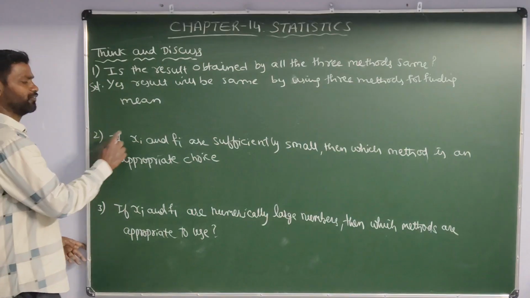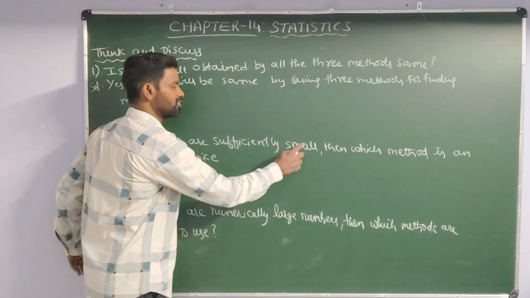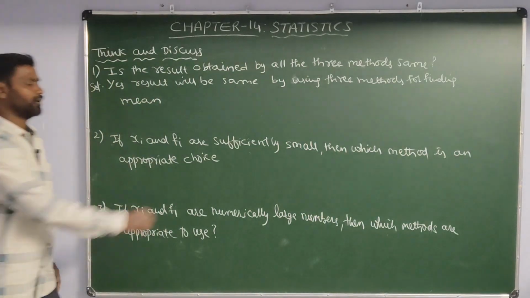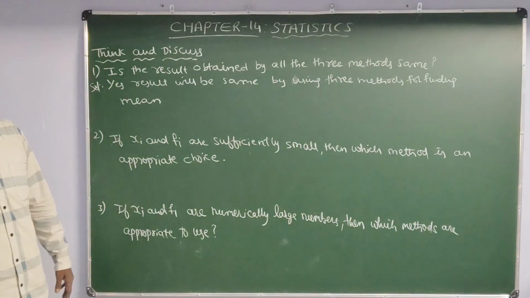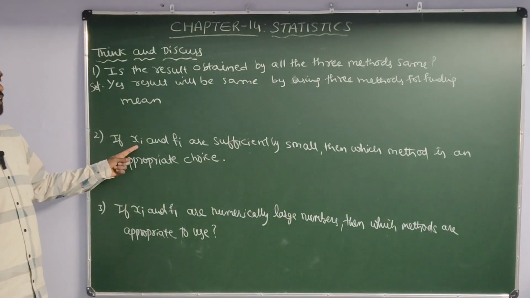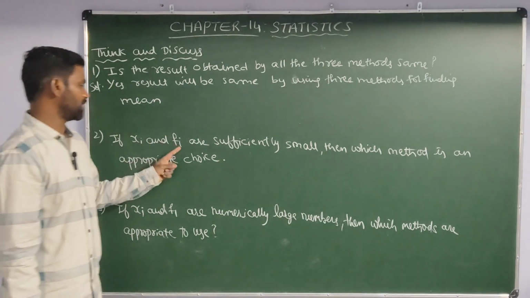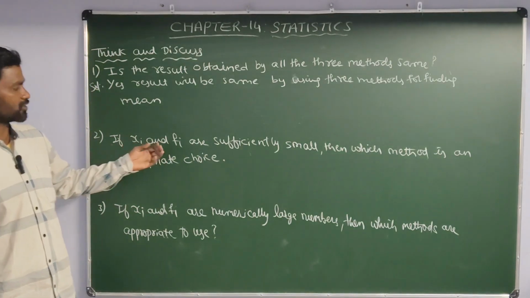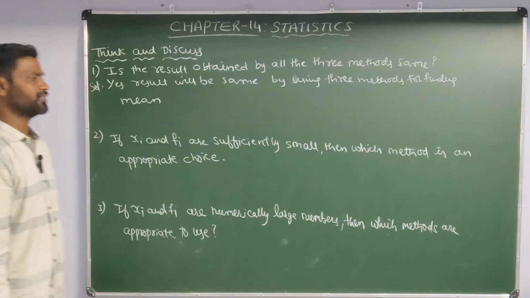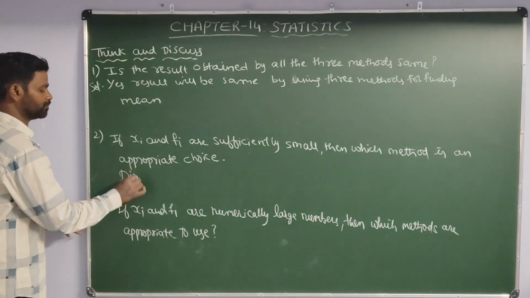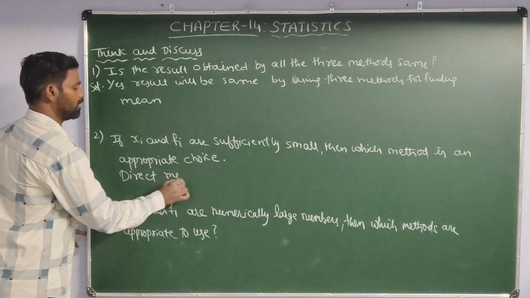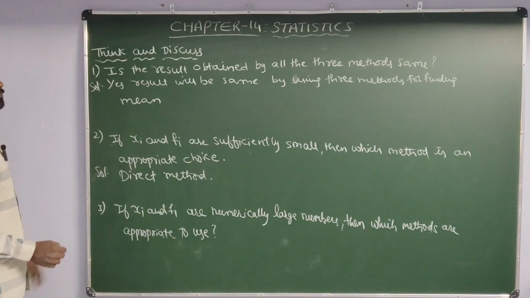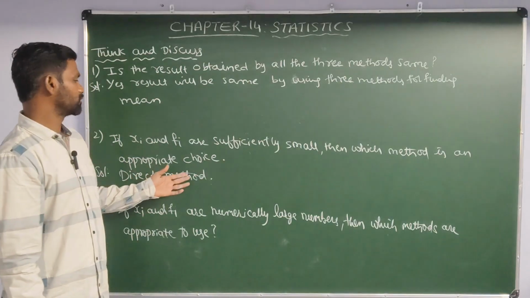Next question. If xi and fi are sufficiently small, then which method is an appropriate choice? We have three methods now: direct method, assumed mean method, and step deviation method. xi are observations and fi are frequencies. If observations and frequencies are sufficiently small, then which method is appropriate? Direct method is appropriate to use for finding mean.